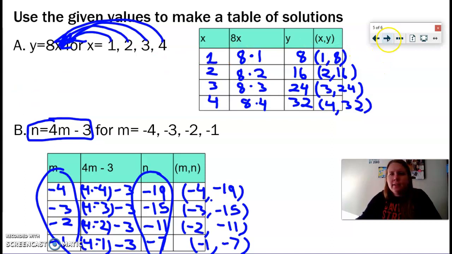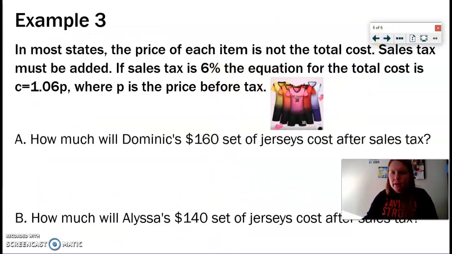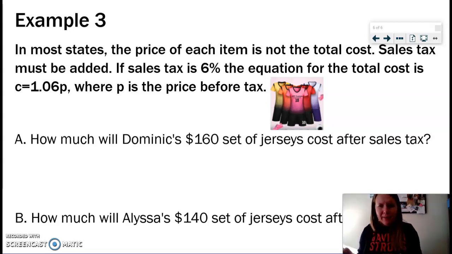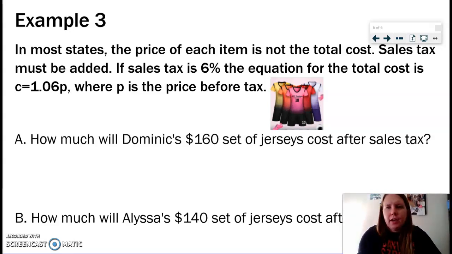All right, our last example is talking about something a little different than what we're doing, but it's also important to know how to do some of these. So it says that in most states, the price of each item is not the total cost. Sales tax must be added. If sales tax is 6%, the equation for the total cost is C equals 1.06p, where p is the price before tax.